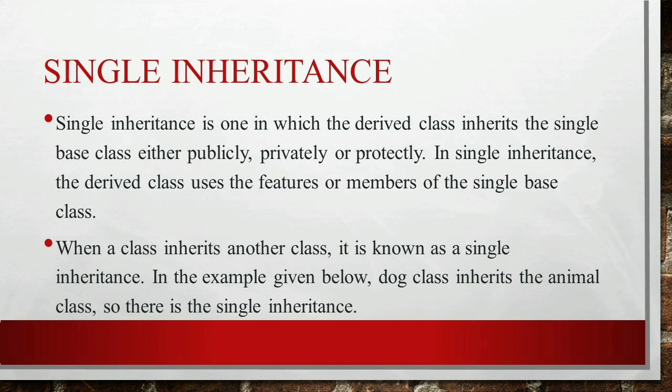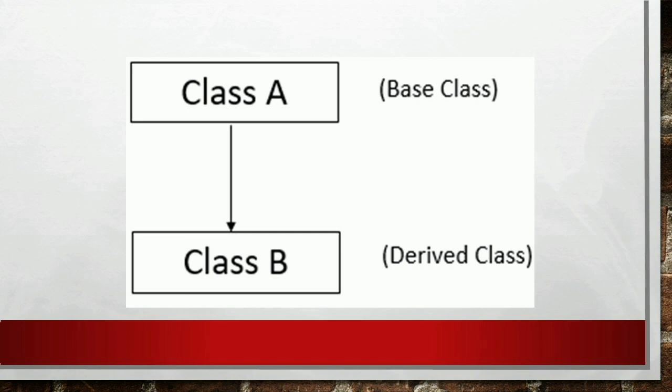Single inheritance is one in which the derived class inherits a single base class either publicly, privately or protectedly. In single inheritance, the derived class uses the features or members of the single base class. When a class inherits another class, it is known as single inheritance, but only the one class. In the example given below, the dog class inherits the animal class. So there is a single inheritance.